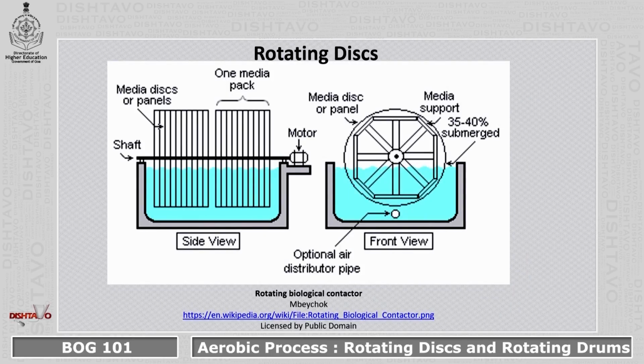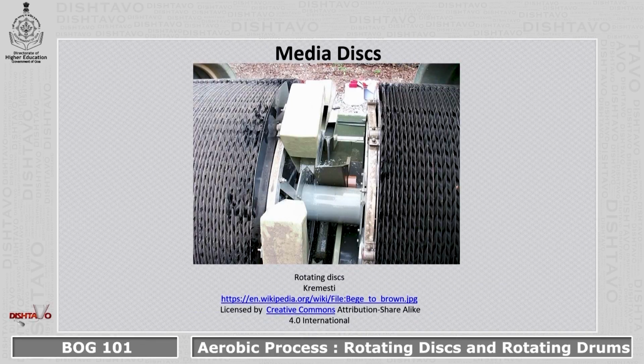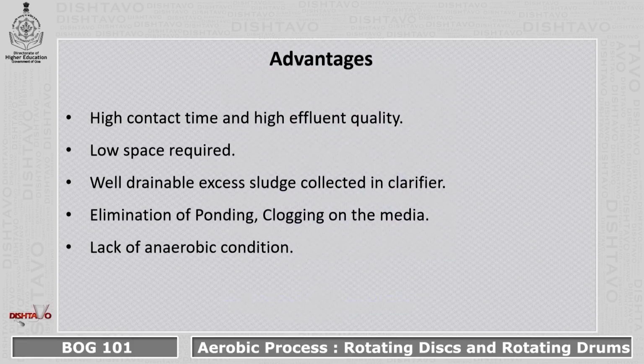These are the rotating discs. We can see the side view as well as the front view in this particular slide, wherein you can see the horizontal shaft and the discs which are attached to the shaft. These are the media discs which are used, wherein there are biological films attached on these discs.